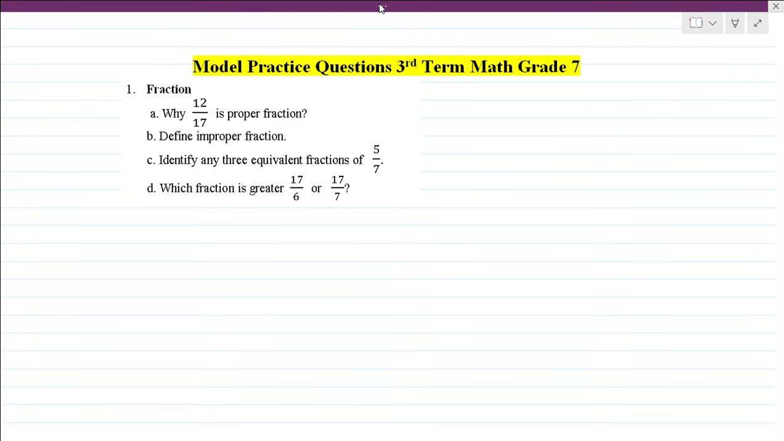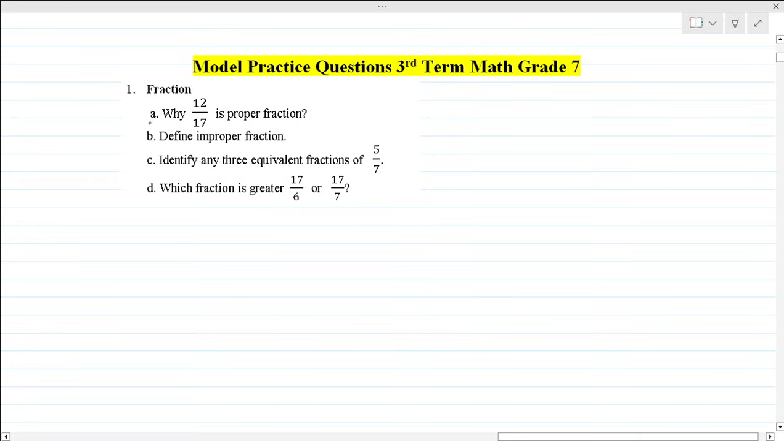So the first question says: why is 12 by 17 a proper fraction? A proper fraction is one in which the denominator is greater than the numerator, and that's happening here. 12 is the numerator and 17 is the denominator, so 17, which is the denominator, is greater. If the denominator is greater than the numerator, such a fraction is called a proper fraction. So the reason is the same: as the denominator is greater than the numerator, it is a proper fraction.